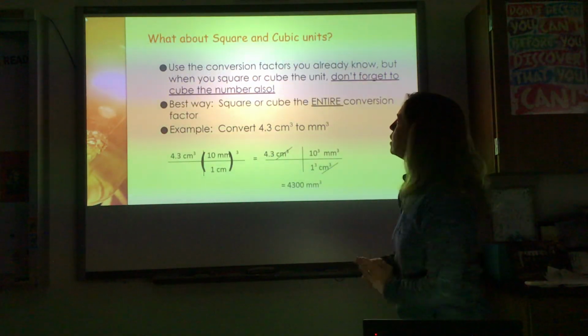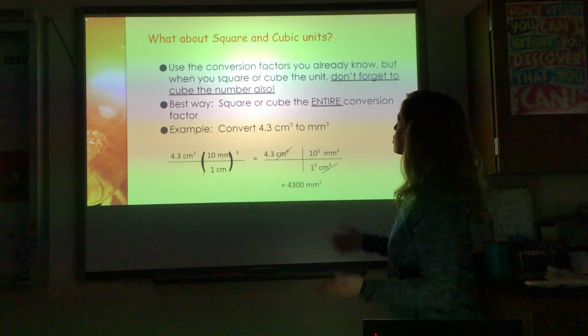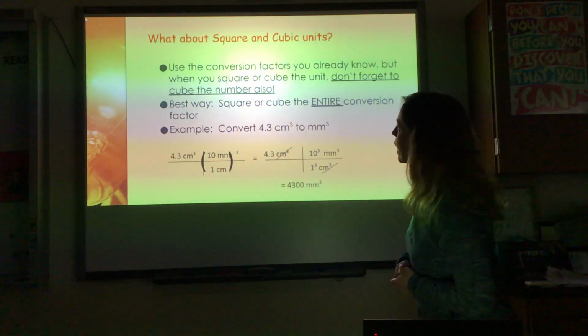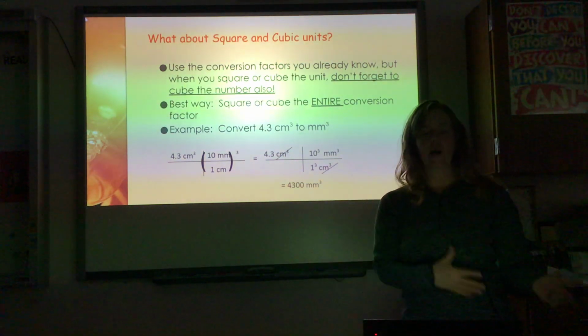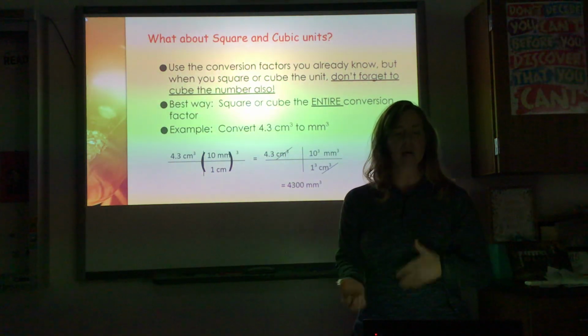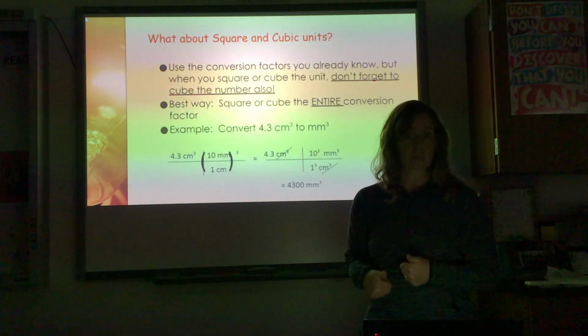Now, what about square and cubic meters? Okay? So use the conversion factors you already know, but when you square or cube a unit, don't forget to cube the number also. Okay?